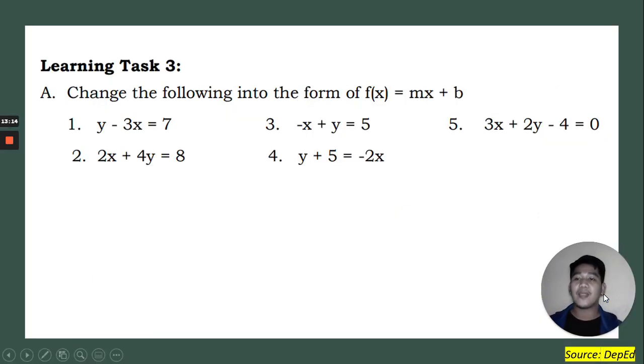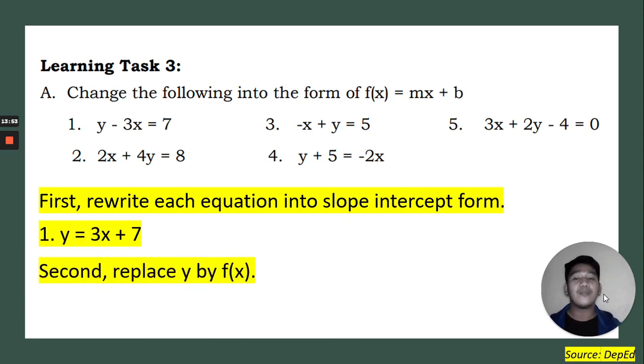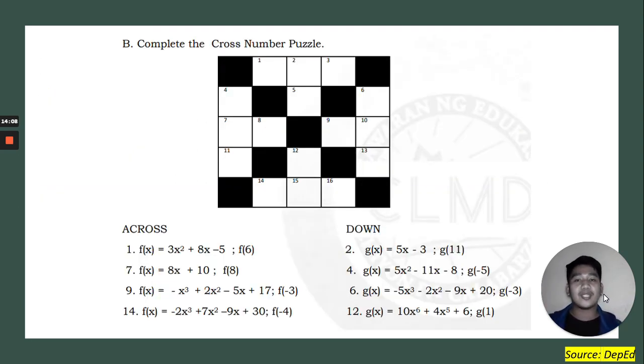Let's proceed. Learning task 3. This is changing the following into the form f(x) equals mx plus b. If you can still remember, this is just the slope-intercept form. We just need to rewrite each equation into slope-intercept form, which you have learned already in the first quarter. So number 1, we have y minus 3x equals 7, which will be written in slope-intercept form as y equals 3x plus 7. Then second, we just need to replace y by f of x. So we have f of x is equal to 3x plus 7, and that will be the answer. Two steps, easy to remember, right? So perform it well.